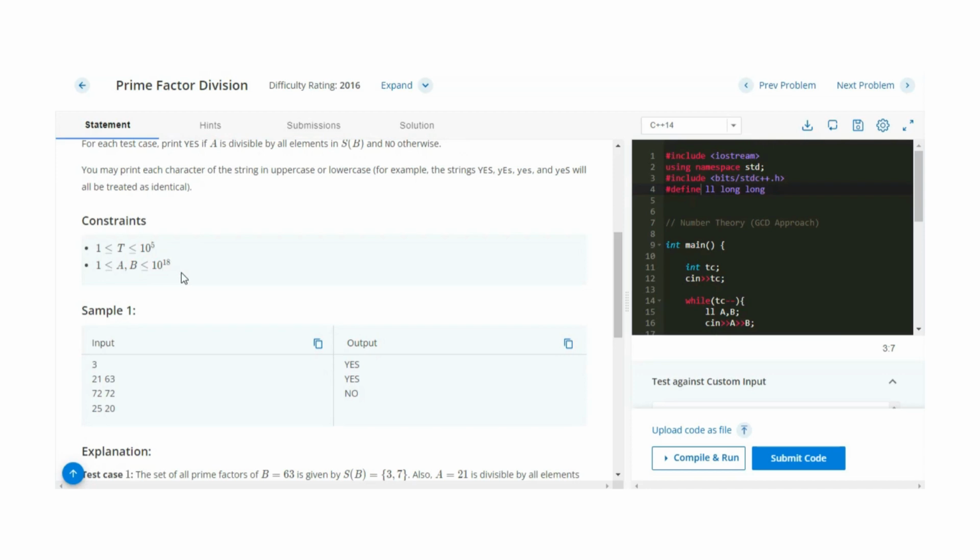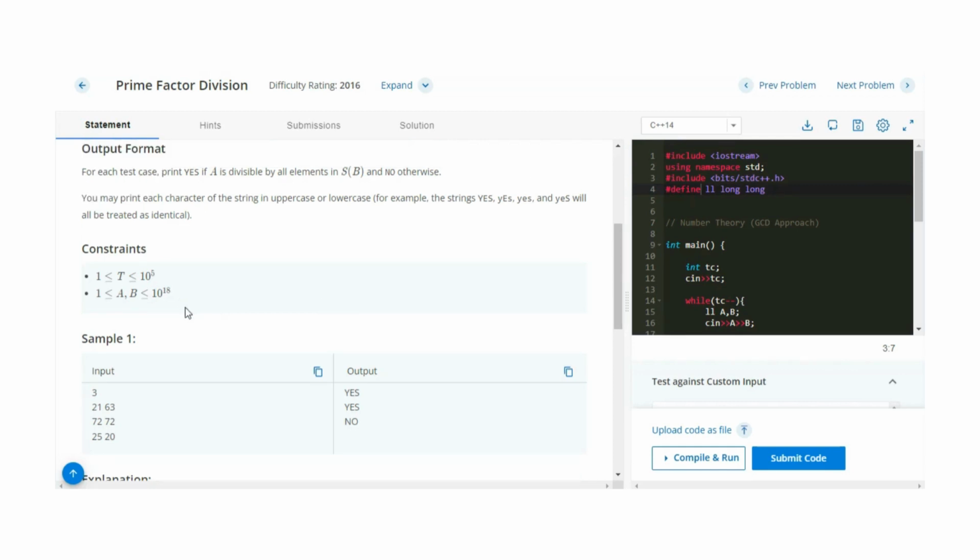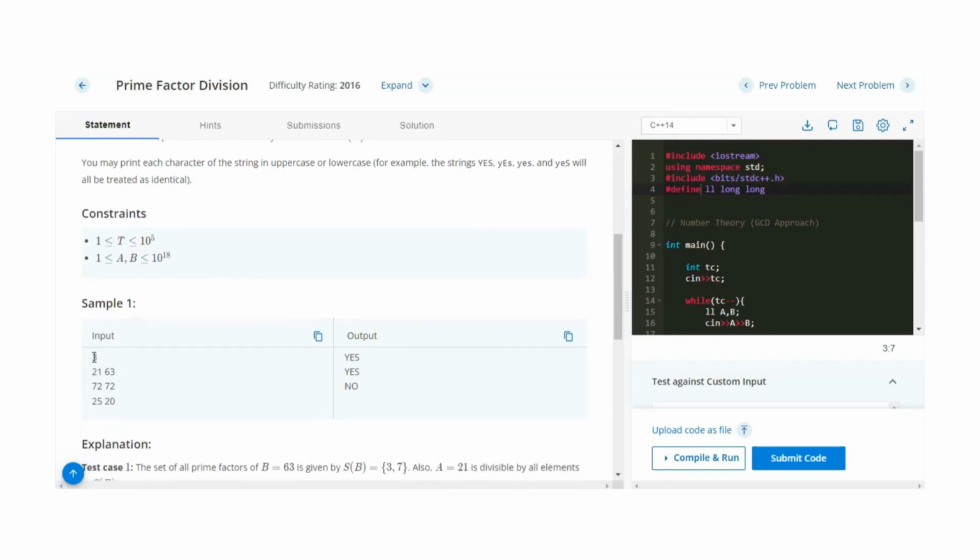Here we do not apply the normal approach, where we first calculate all the prime factors of b, and after that run a loop to check whether all the prime factors are dividing a or not. If all the prime factors of b are dividing a, then we print yes, else we print no. A few test cases are given, so let's discuss this problem with the help of these test cases and implement it.